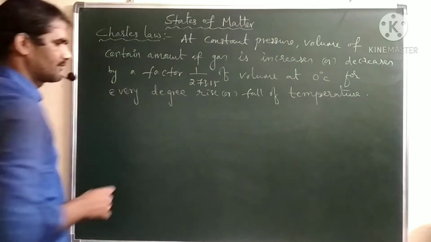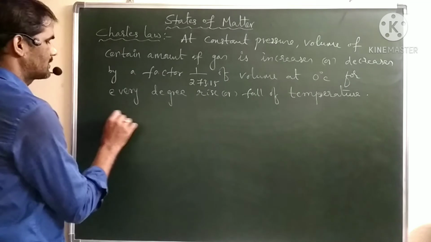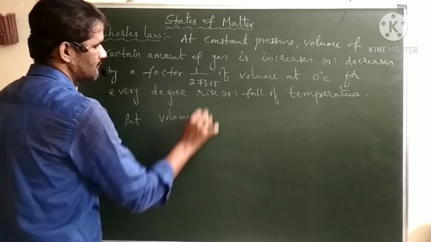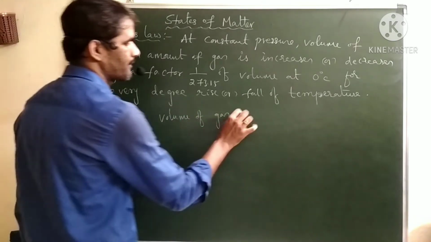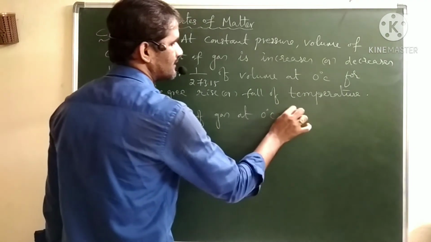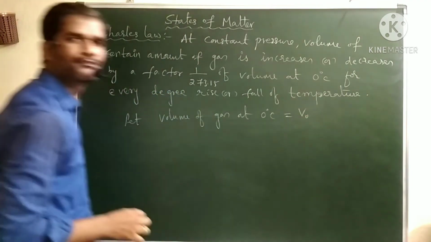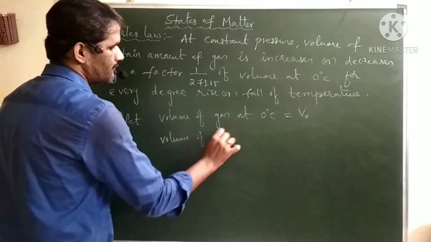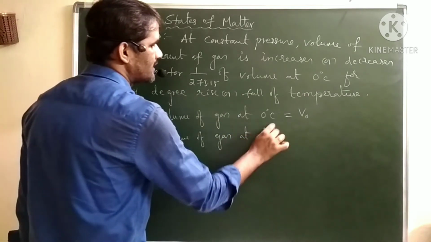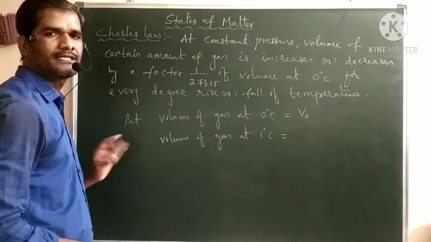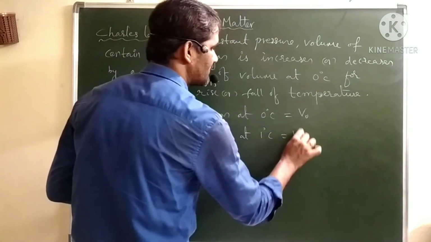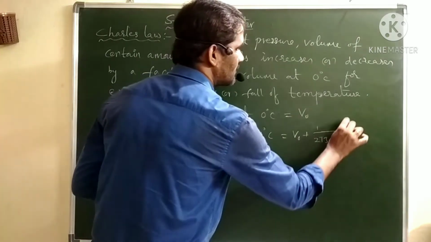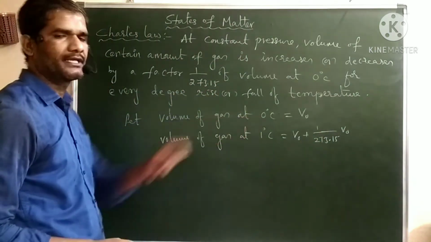So for this we can derive a formula based on this statement. Let us assume the volume of gas at 0 degree centigrade is V0. Then the volume of gas at 1 degree centigrade: according to the statement, it increases by a factor of 1 by 273.15 of its initial volume, the volume at 0 degree centigrade.